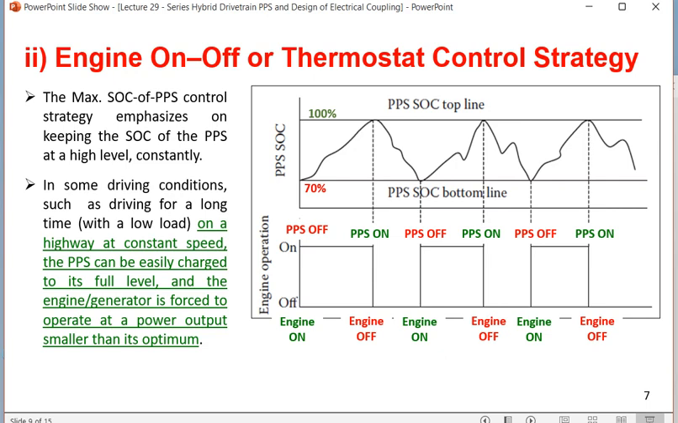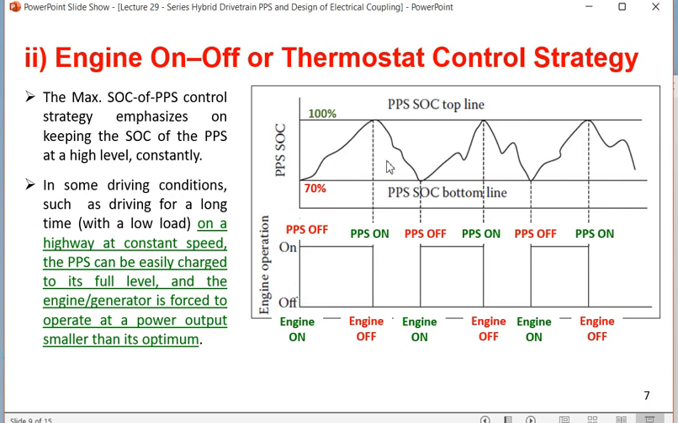In that case, as the engine generator is not working to its full potential, we can produce the full maximum output power from the engine generator. Whatever power is required by the traction we can use, and the remaining power we can give to charge the PPS source. So this is the case where the engine on off or thermostat control strategy is used. A thermostat is nothing but a thermal rheostat, where the thermostat decides when to go on and off. So we can keep a thermostat there and control the on off of the PPS by the thermostat. What happens in this case, if you see the bottom, is the engine operation, that means the operation of the primary source, and this is the PPS SOC.